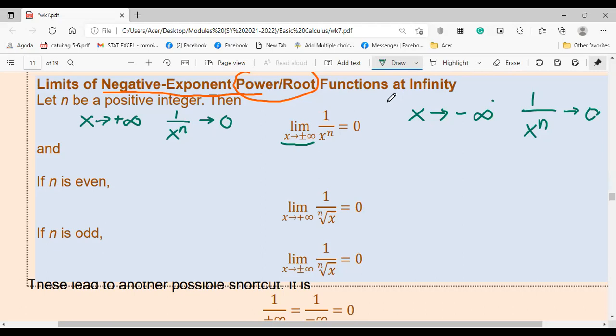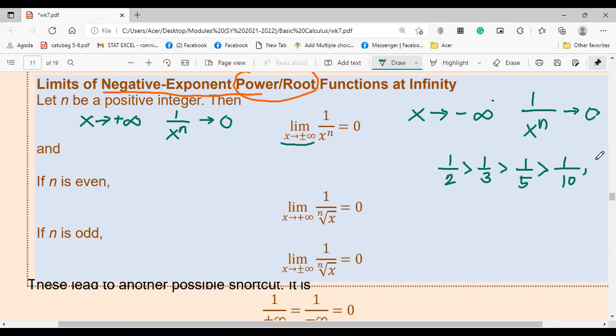To give you a very good idea of that, when you have numbers wherein ito, 1/2, 1/3, 1/5, 1 over 10. So what can you say? Si 1/2 ay laging mas malaki kay 1/3. Si 1/3 mas malaki kay 1/5. Si 1/5 mas malaki kay 1 over 10.